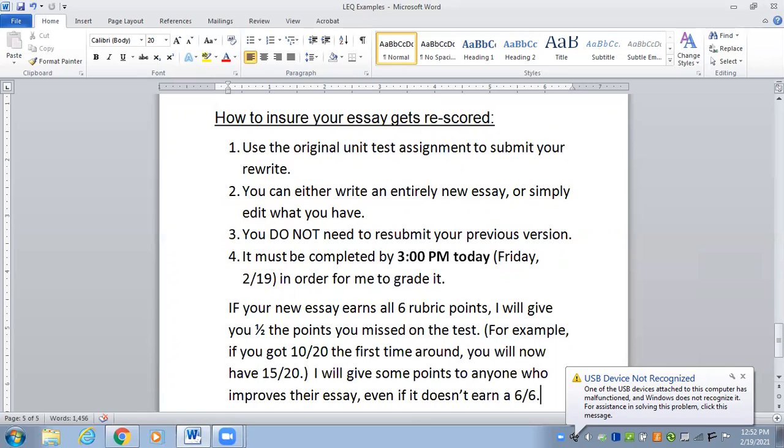I'm going to be grading these as if they're brand new. So I don't need to look back and see how things were. I will see what your score was on the test, so I'll probably know what I gave you by looking at that. But otherwise, I do not need you to resubmit an old version. And you must have it completed by 3 p.m. today. This is the only way that I can grade it. If it's at 3:01, 3:02, I'm not going to regrade these.